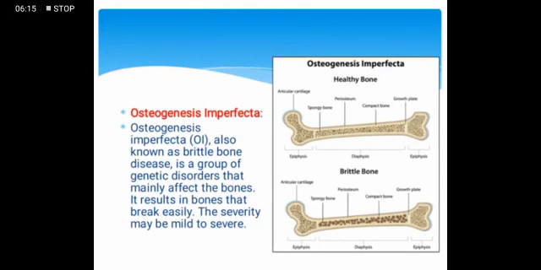Osteogenesis imperfecta, also known as brittle bone disease, is a group of genetic disorders that mainly affect the bones. It results in bones that break easily. The severity may be mild to severe. In this diagram, you can clearly see a healthy bone and a brittle bone.